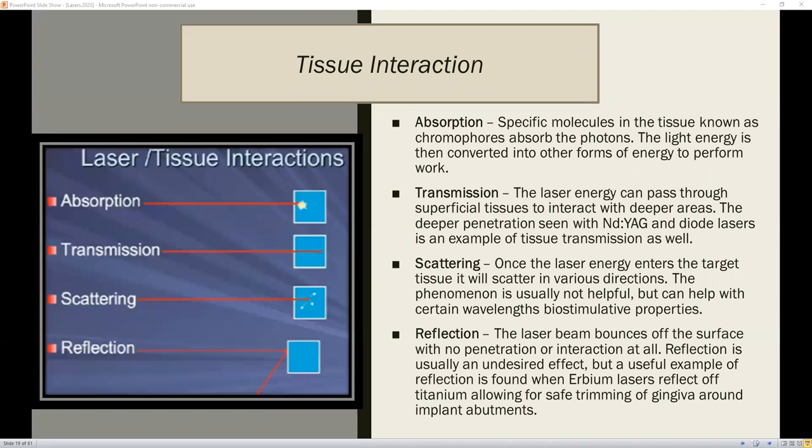areas. Scattering, which is not the most useful tissue interaction because the laser hits the target and then scatters in various directions. And there's not much control over the laser, just like with radiation. And lastly is reflection, and the laser beam bounces off the surface without penetrating. So for the dental hygienist, this is not useful, and it's great to trim tissue though around titanium implants to place the abutment. Now you ask, what is an abutment?